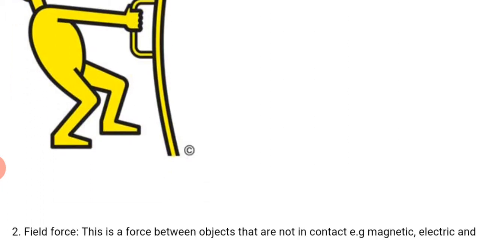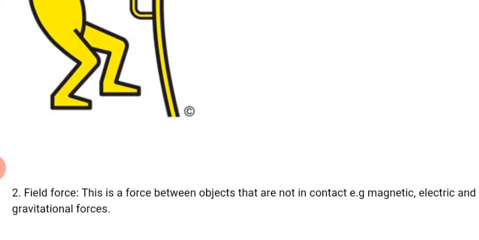Now let's go to the second group of force, which is field force. We said we have two groups of force. They are contact force and field force. And we gave examples of contact force as pull, push, and friction. So the second group of force is field force.